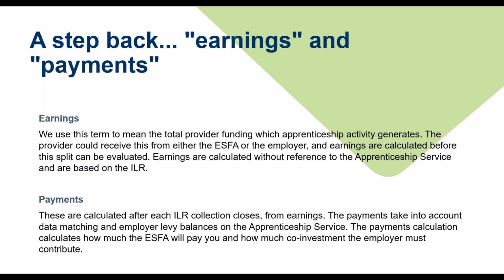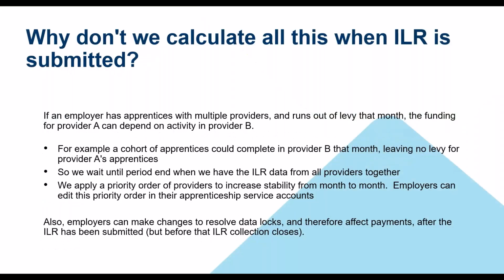Payments. These will appear on the Apprenticeship monthly payment report. These are calculated after each ILR collection closes from earnings. The payments take into account data matching and employer levy balances on the Apprenticeship Service. The payments calculation calculates how much the ESFA will pay you and how much co-investment the employer must contribute. Okay, if we could move on, please. So the question that could be asked then is, why don't we calculate all this when the ILR is submitted?